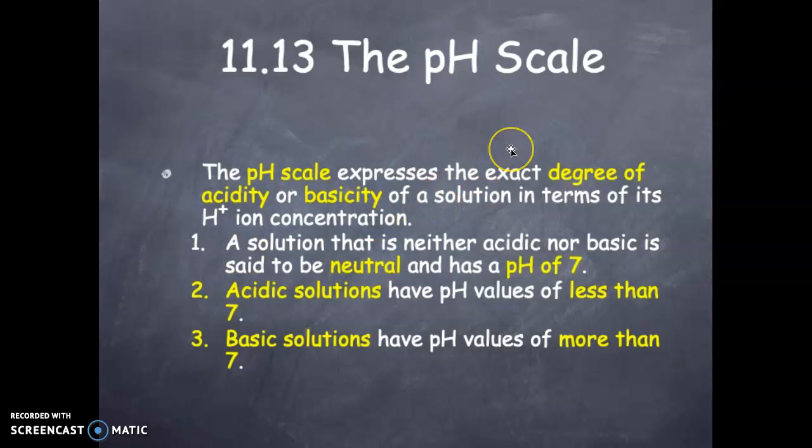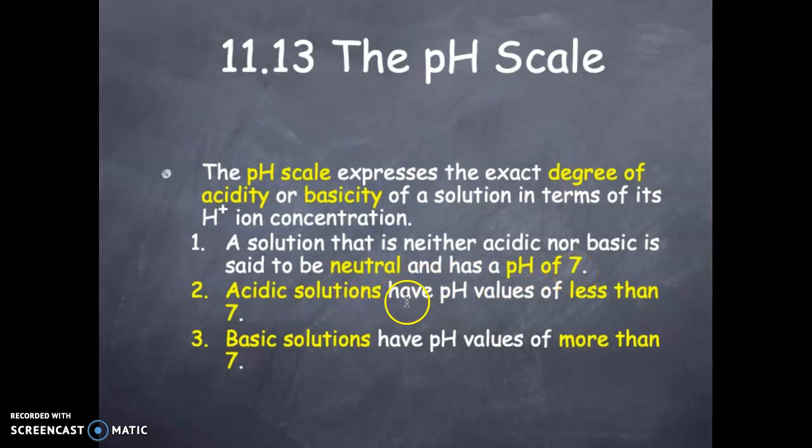So we come to this scale called the pH scale, and pH means power of hydrogen. The pH scale expresses the exact degree of acidity or basicity of a solution in terms of its hydrogen ion concentration. A solution that is neither acidic nor basic is said to be neutral and has a pH of 7.